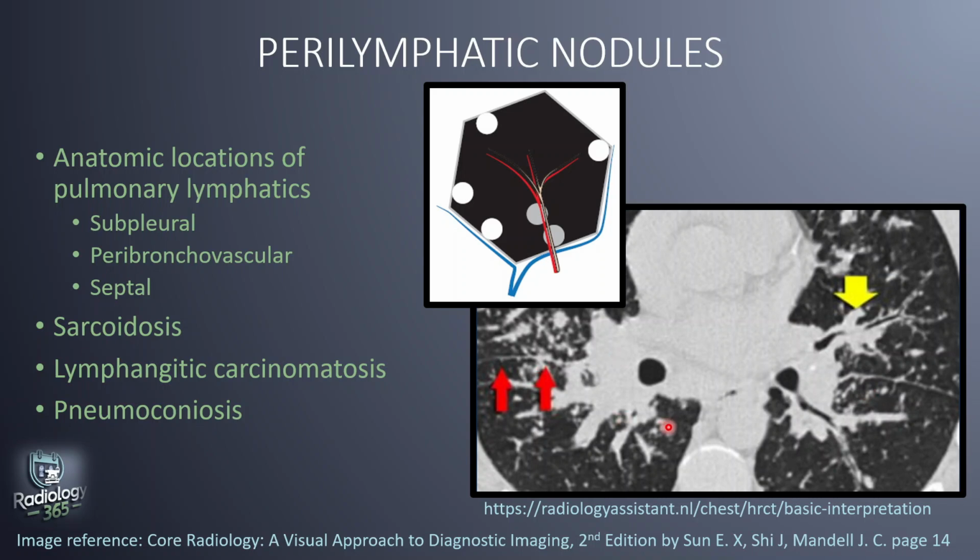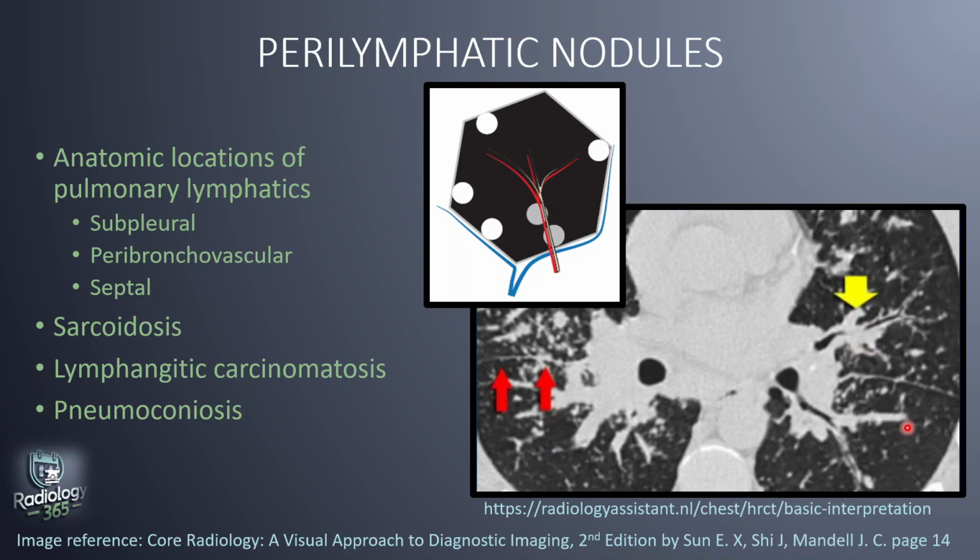Then there's also a peribronchovascular distribution of nodules around this area. This is a peribronchovascular ring, the bronchi and the vasculature around here, and just around here we are seeing some peribronchovascular nodules as well.